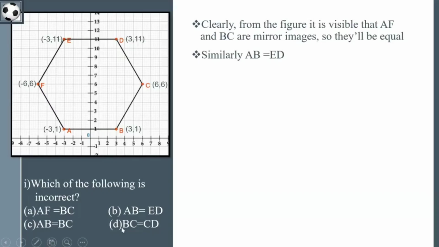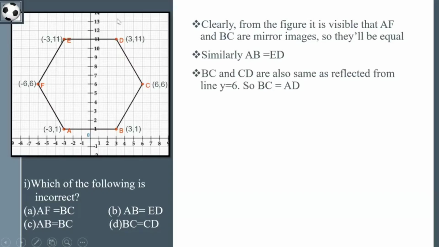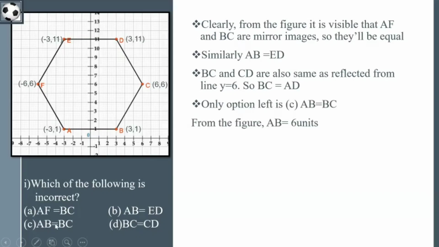Let us take BC equal to CD. Again, BC and CD, if I reflect them along the line y equal to 6, are also mirror images. That means they are again going to be equal. So we are left with one last option, the C part. AB and BC: what is the value of AB? AB is the line going from (-3, 1) to (3, 1), so it is equal to 6 units.